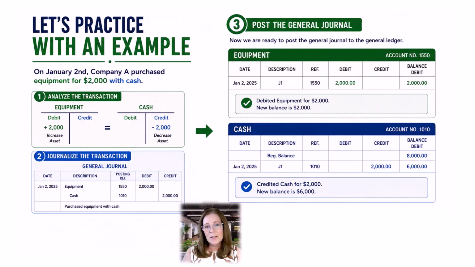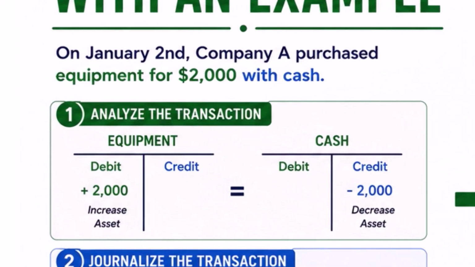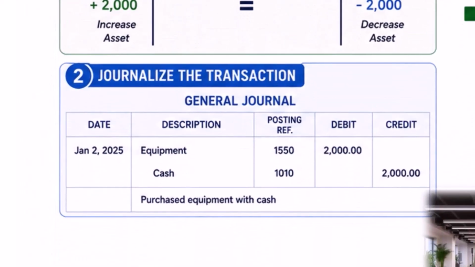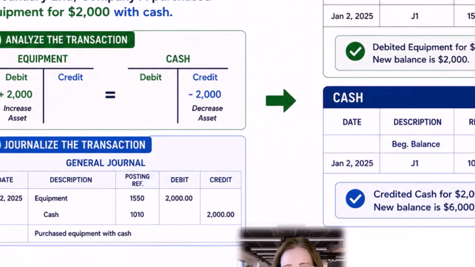Let's practice this concept with the help of an example. On January 2nd, Company A purchased equipment for $2,000 with cash. When we analyze this transaction, we determined that equipment increases, so we debit equipment for $2,000. Cash decreases, so we credit cash for $2,000. Next, we recorded the transaction in the general journal. And now we're ready to post the journal entry to the general ledger.